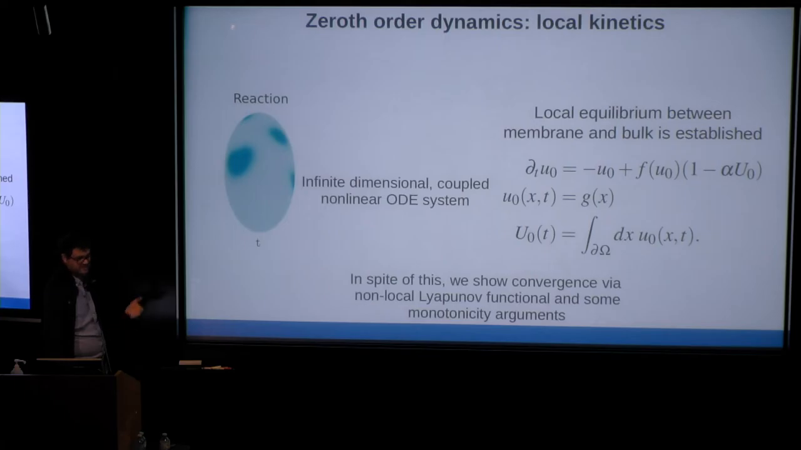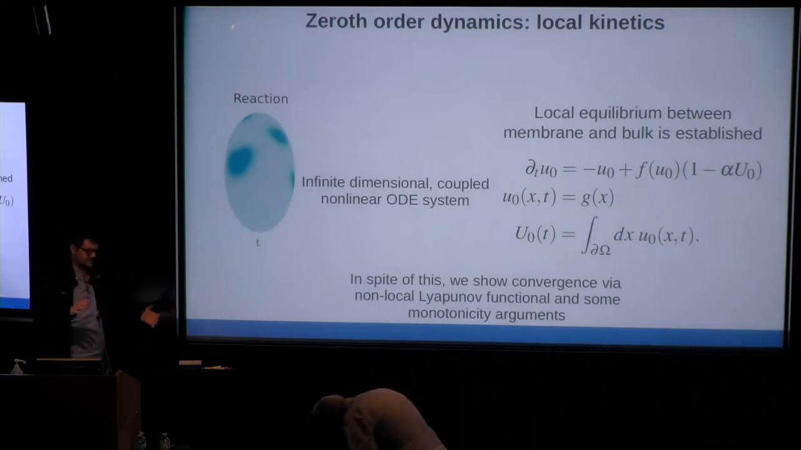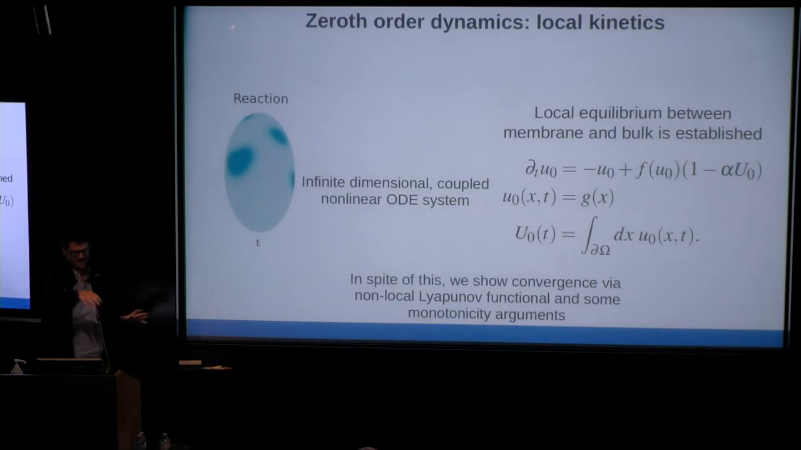We had to construct a Lyapunov function. We had to do a bunch of monotonicity arguments. But we can do that. And we show that, OK, on the short-term dynamics in the limit of differential diffusivity, what happens is you get the formation of an interface. Some of the regions on the surface become high concentration, some become low concentration.